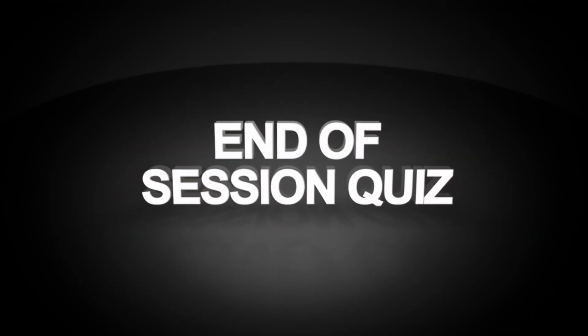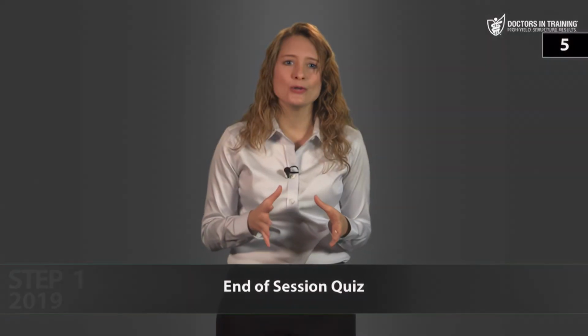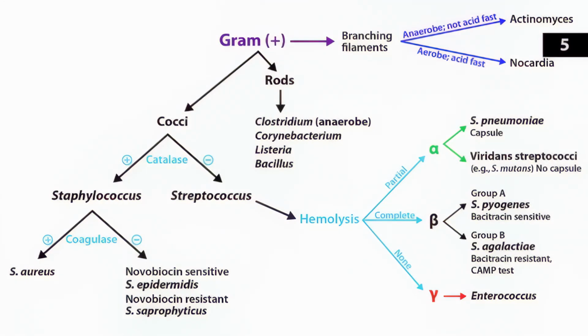Now I want you to pause your video and work your way through those end of session questions. When you've finished, turn your video back on and we'll go through the end of session quiz questions together. All right, let's go through those answers to the end of session quiz. The first question, label the following gram-positive algorithm. Here's the chart, so pause your video if you need to and you can check your answers.